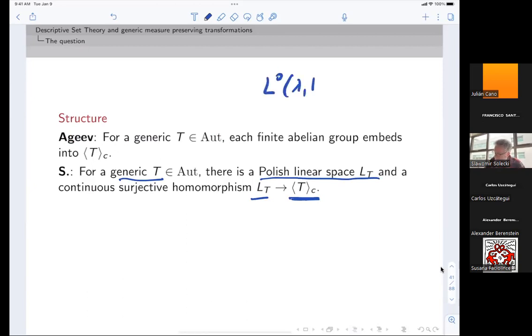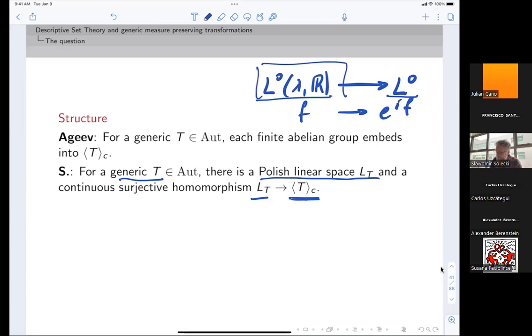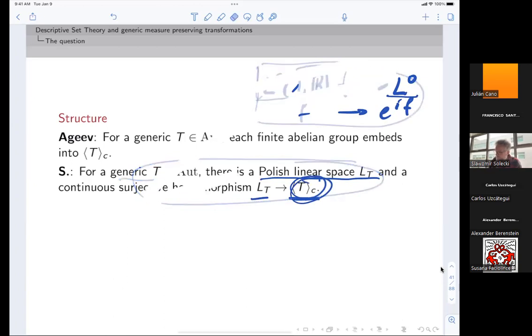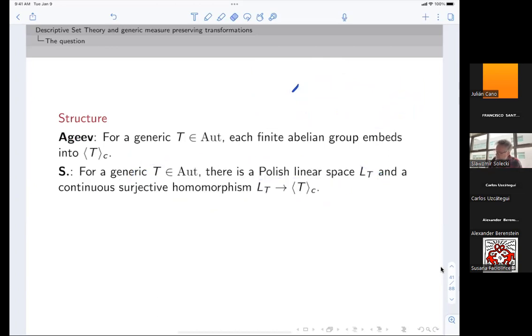If I look at L0 with values in R, there is a natural map F goes to e^{iF}, the natural exponential map, which is a homomorphism from that group to that L0 group. And this is a Polish linear space. So again, if this were L0, that would be for free. You would get it immediately because of this very particular property of L0. So these two properties would be automatic if these were L0.